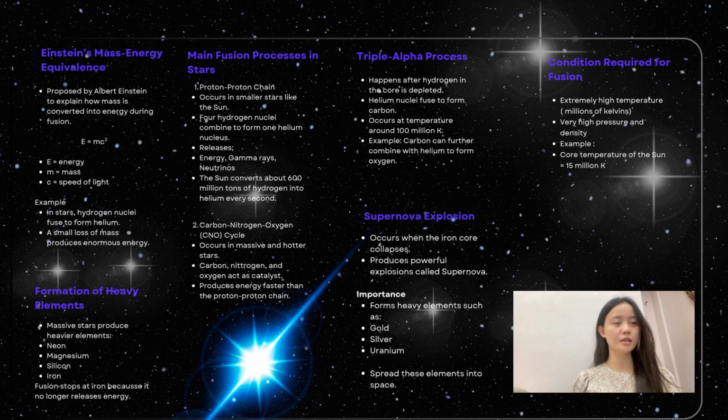Einstein's mass-energy equation explains how mass is converted into energy during fusion. In stars, fusion happens mainly through the proton-proton chain and CNO cycle, which release a large amount of energy. When hydrogen is depleted, stars form heavier elements such as carbon, oxygen, and iron. During a supernova explosion, heavier elements like gold and uranium are produced and spread into space.